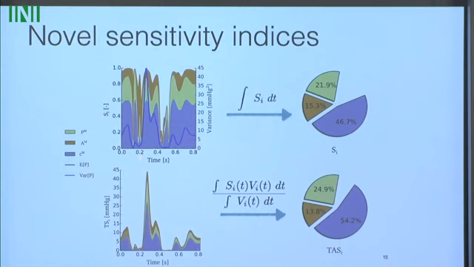So that's why we scale it, or we weight these Sobol indices, for every location in time, with the variance at that location in time, and then we have a more fair representation, we think, of the Sobol indices. So these are some novel Sobol indices for time-varying functions.